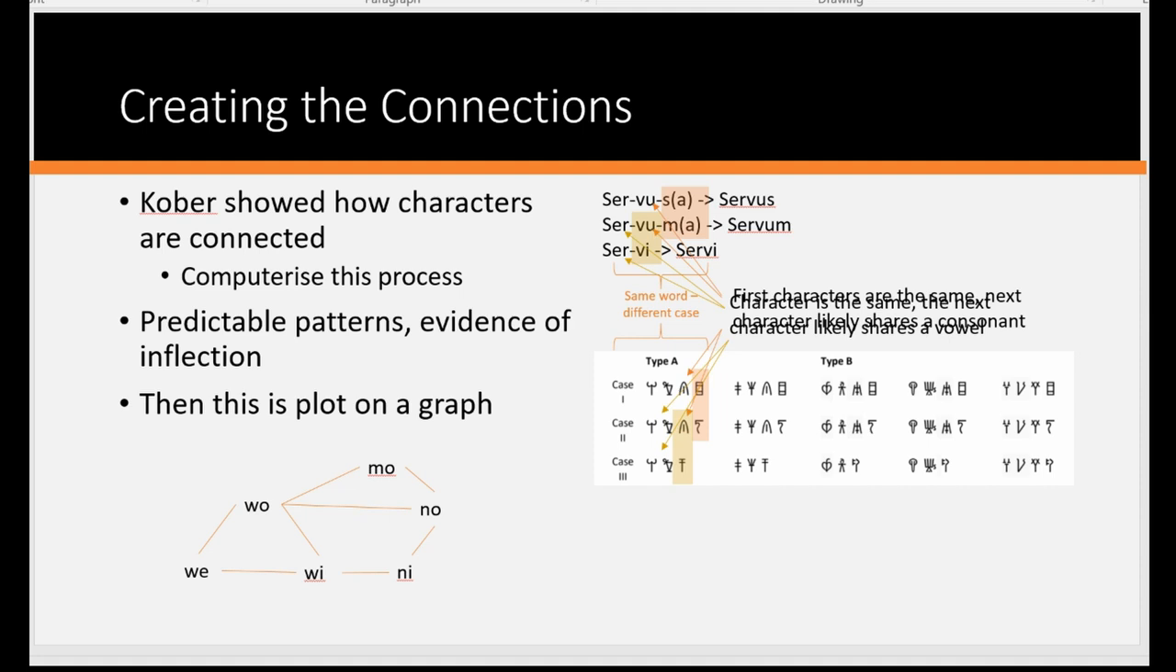So, creating the connections. Ventris also showed how characters can be connected. That is to say, how we can tell a character shares a consonant or shares a vowel. If we look at this example with Latin, the first two characters are the same, the next isn't. These characters likely share a vowel.